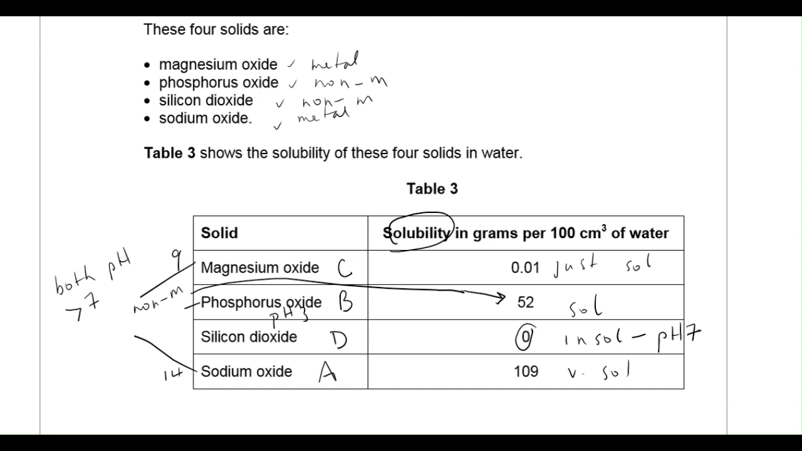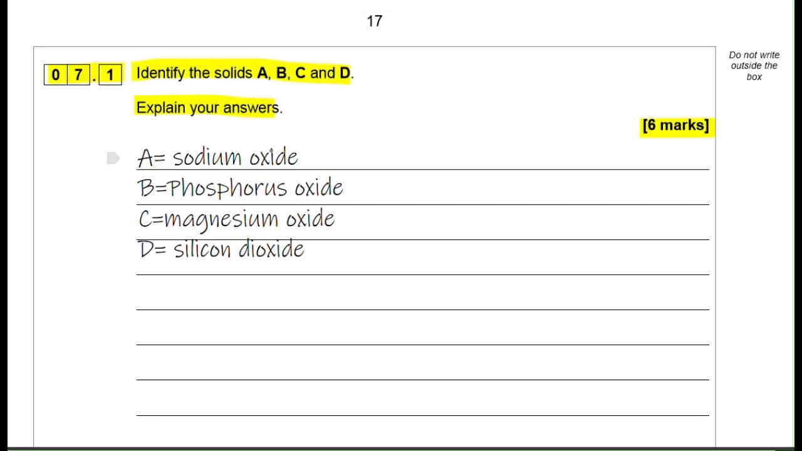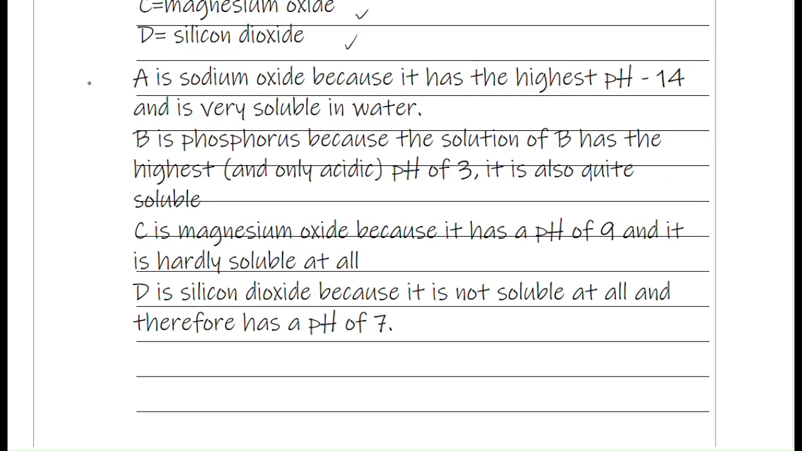So the first thing we do is write these down on our answer page here. The A sodium oxide, B phosphorus oxide, C magnesium oxide, D silicon dioxide. And finally here, what we've got is the written out answers in logical form. So A is sodium oxide because it's got the highest pH 14 and is very soluble in water. B is phosphorus oxide because the solution of B has the highest and only acidic pH of 3 and it's also quite soluble. C is magnesium oxide because it has a pH of 9 and it's hardly soluble at all. D, silicon dioxide because it's not soluble at all and therefore has a pH of 7.